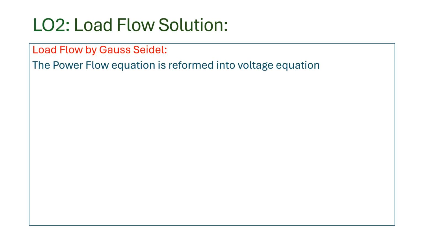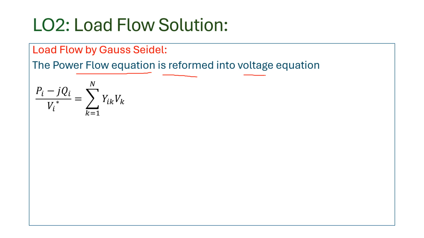Now let us see how load flow is performed by the Gauss-Seidel numerical technique. In the Gauss-Seidel method, the importance is given to the voltage at the buses, and hence the voltage equation is obtained from the power flow equation. So the power flow equation is reformed, or we can say it is converted into the voltage equation. So how is it done?